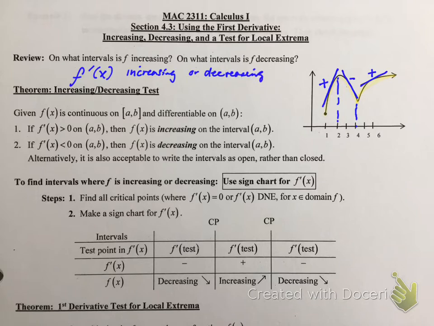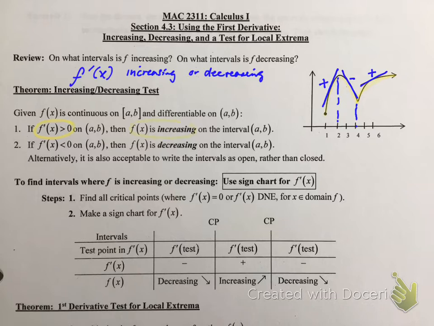Okay, so the theorem. Given f of x is continuous on the interval [a, b] and differentiable on (a, b), not including the endpoints, if the derivative of x is greater than 0 on (a, b), then the function is increasing. So once again, if the derivative of the function is greater than 0, or positive, then the function is increasing.